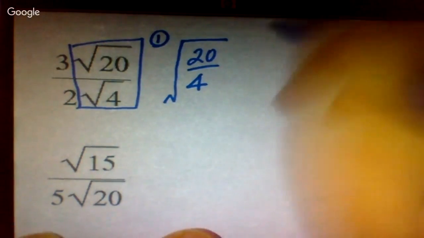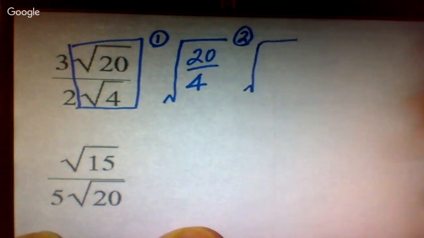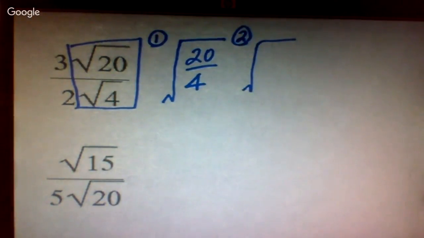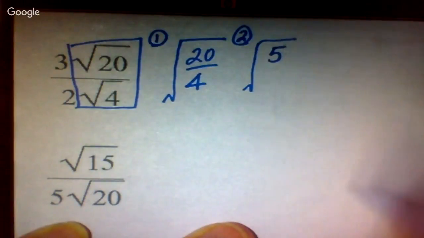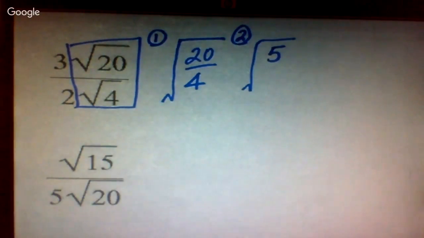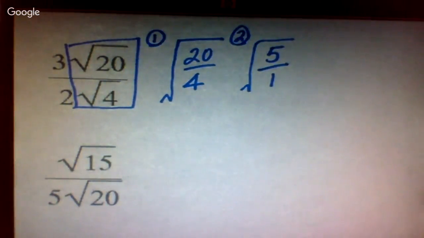Step number 2 says reduce the fraction underneath of that radical. What does 20 over 4 reduce down to? 5 over 1. What did you divide 20 by to get 5? 4. So then you have to do the same thing to the bottom. What's 4 divided by 4? 1. That's why I said 1, because I messed it up.